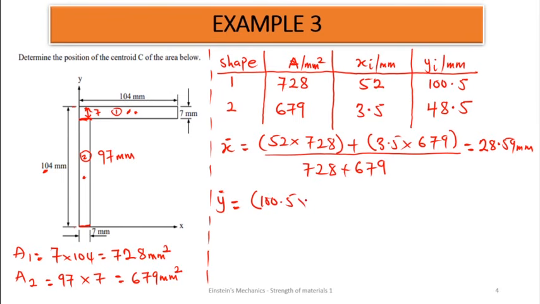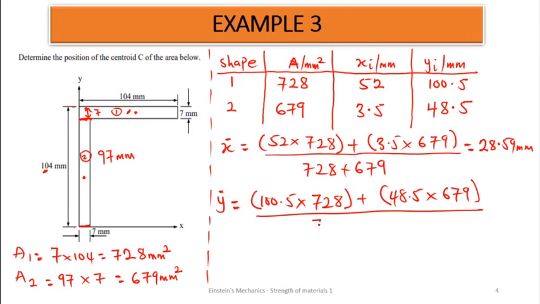You consider the y, which is going to be y of the first, 100.5 multiplying its area 728 plus 48.5 multiplying its area 679 on the entire area 728 plus 679, and with this your y bar is giving me 75.41. Therefore the centroid C is x, which is 28.59 millimeters, comma y 75.41.